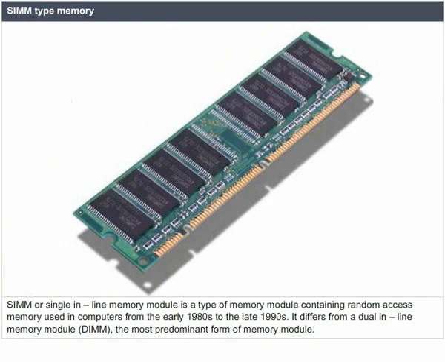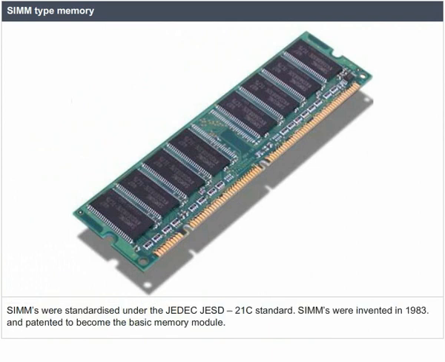SIMM type memory. SIMM, or Single Inline Memory Module, is a type of memory module containing random access memory used in computers from the early 1980s to the late 1990s. It's different from the Dual Inline Memory Module, DIMM, the most predominant form of memory module. SIMMs were standardized under JEDEC JESD 21C standard. SIMMs were invented in 1983 and patented to become the basic memory module.